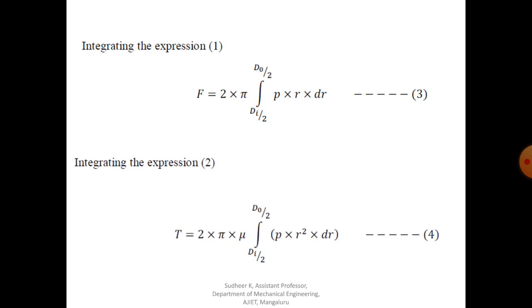Now integrating expression 2, you will get the torque, that is again 2 pi mu. These are constants, so you take them outside, and you integrate from limits ri to ro, that is di by 2 to do by 2, p r square dr. That will be equation number 4. So equation number 3 you get from integrating expression 1, and equation 4 you get from integrating expression 2.